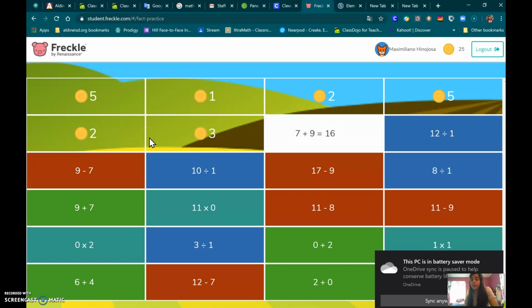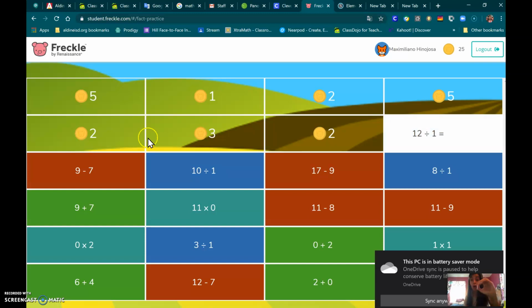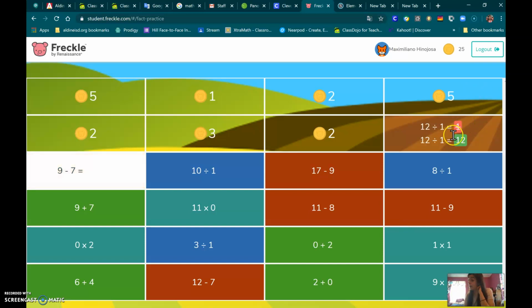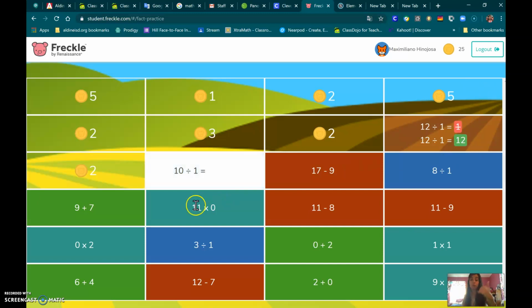And I have no idea. Let me see if I get one wrong on purpose. Let's say I'm getting 12 divided by 1 and I think it's 1. In reality, the answer is 12, right? But I'm going to put 1. Let's see what happens. Oh, it got it wrong, but it shows me the correct answer. 9 minus 7 equals 2. So that's pretty good, especially for the people that were struggling with extra math. Once you are done with that, you can log out.